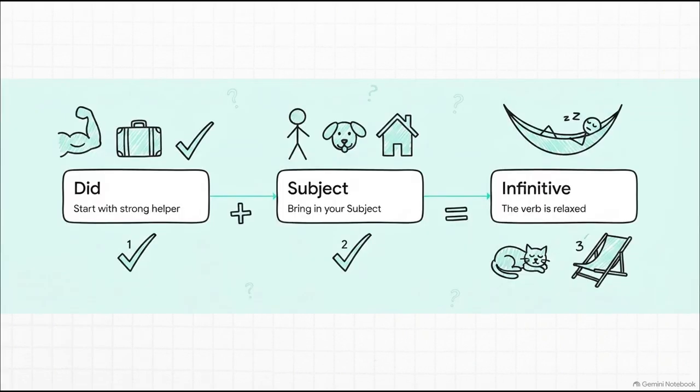And asking a yes or no question is just as logical. It's basically a really easy 1, 2, 3 checklist. Number 1, start with our strong helper did. Number 2, bring in your subject, you, he, the dog, my mother, whatever. Number 3, add the infinitive verb. Remember, did is carrying all that past tense luggage, so the verb is just relaxing in the infinitive. Did plus subject plus infinitive. I promise you that formula will literally never fail you.